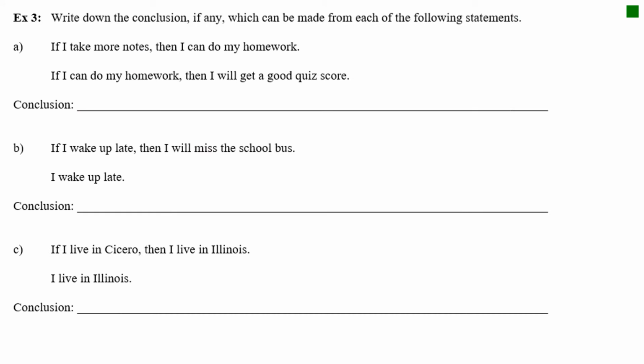Example 3. Write down the conclusion, if any, which can be made from each of the following statements. Okay. Notice the directions here are not to write if it's true or false. We're not trying to determine that. We're just trying to determine what conclusion I can make at the end of these sentences.